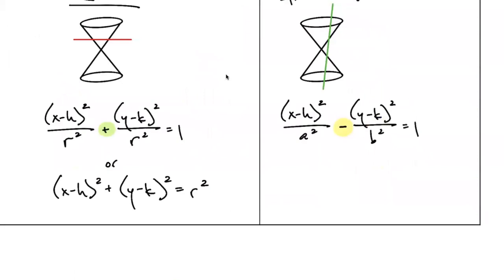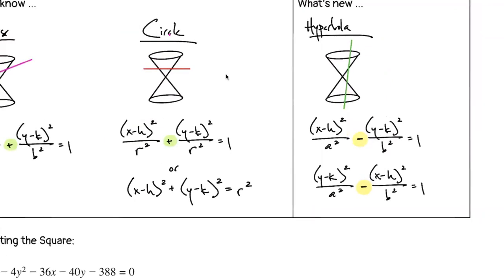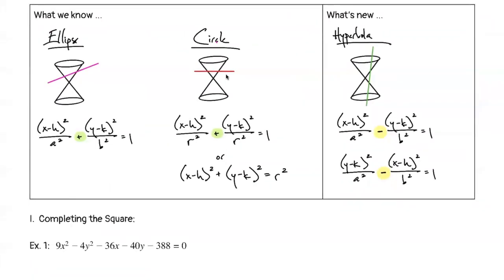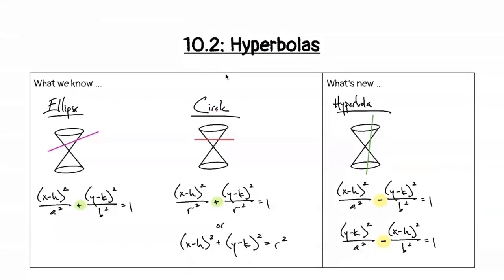Now, I do want to also make note that it could also be y minus k squared on the top of the first fraction and x minus h squared on the top of the second fraction. Okay, so if we are looking at subtraction, then we actually do need to think about whether the order matters or not. And what I mean by that is, we can do this with a simple example here.